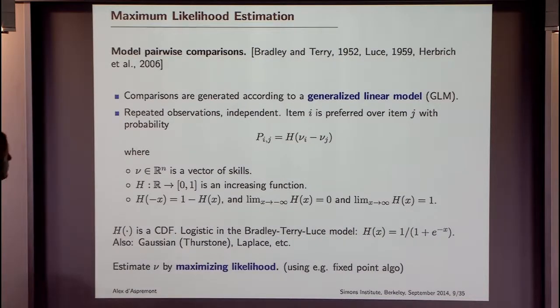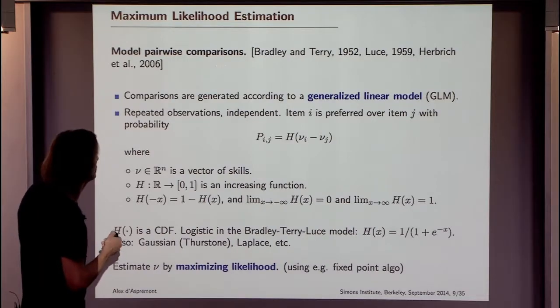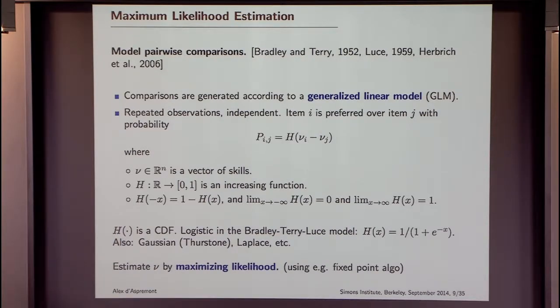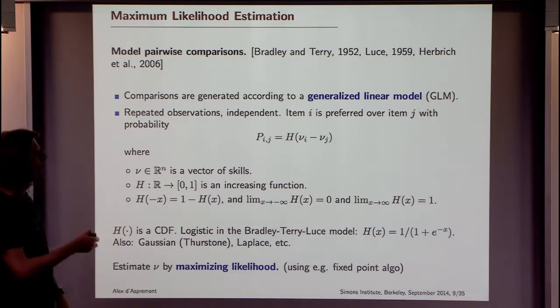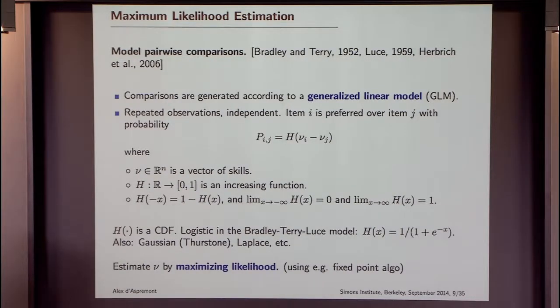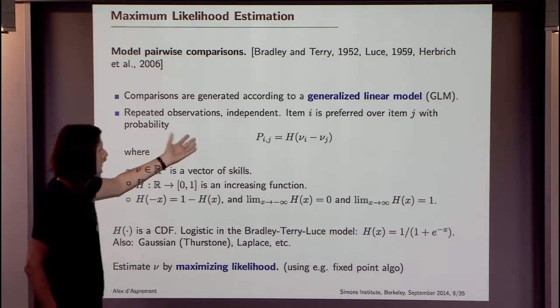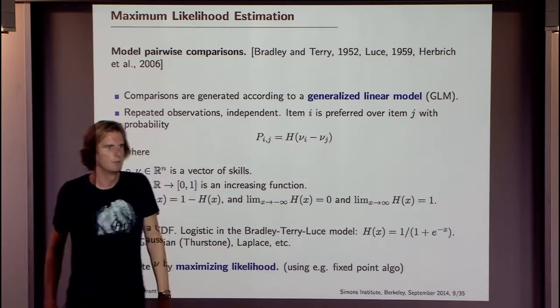Any questions otherwise? Okay. So the last class of methods I'm going to cover today is maximum likelihood estimation. Here you have a model of where this pairwise information comes from. It's a statistical model. Comparisons are generated according to this generalized linear model. You have repeated observations, they're independent, and item i is preferred over item j with probability p_ij given by h of nu_i minus nu_j.